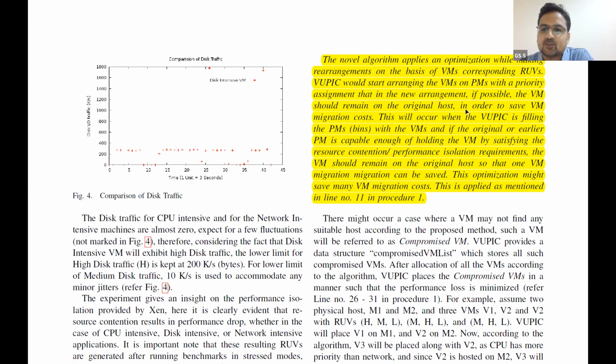This will occur when ViewPick is filling the PMs or bins with the VMs, and if the original or earlier PM is capable enough of holding the VM by satisfying the resource contention or performance isolation requirements, the VM should remain on the original host so that one VM migration can be saved. There is a problem, migration has come twice. This optimization might save many VM migration costs. This is applied as mentioned in line number 11, procedure 1. We'll come to that.